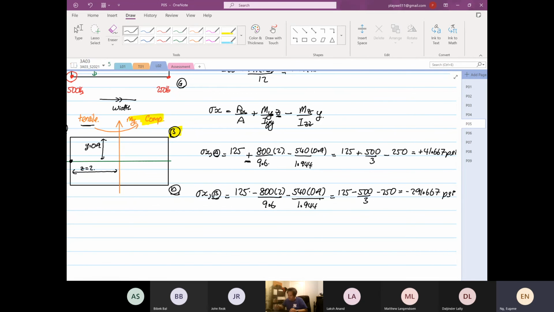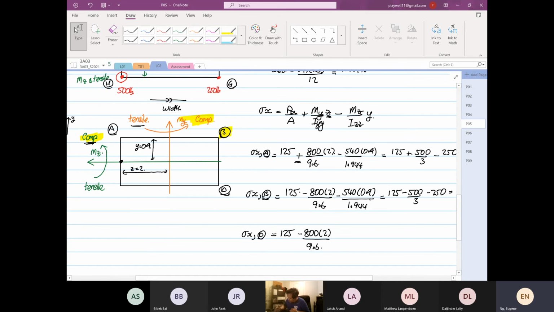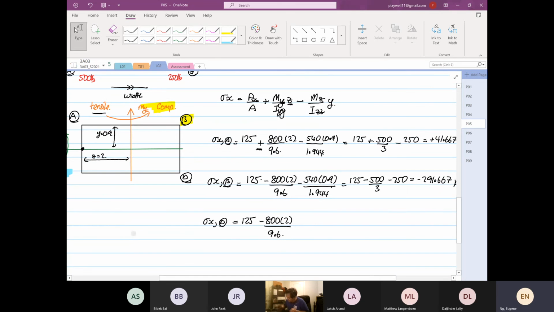Okay, so next we look at stress X at point D. 125 is the same for everyone. Okay, so My is going to induce a compression. So minus 800 multiplied by 2 divided by 9.6. MZ now will induce a what? Tension. So it's going to be a plus.